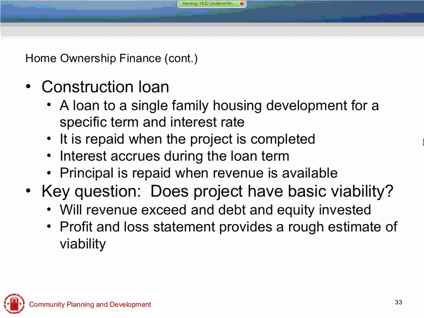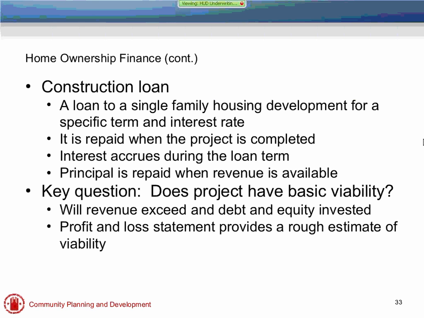So talking about the construction loan to the single-family house, again, just like rental housing, this is just for a specific term and a specific interest rate. So it's just during the actual period of construction. And then once it's completed, it's going to be repaid with the actual mortgage of the home buyer. There's going to be construction interest that's going to accrue during the loan term.